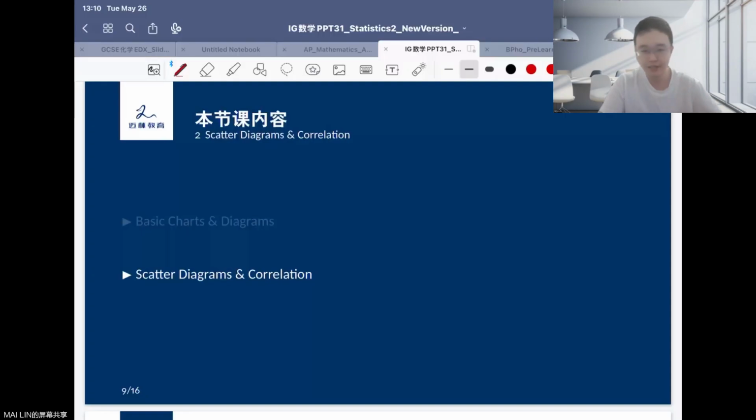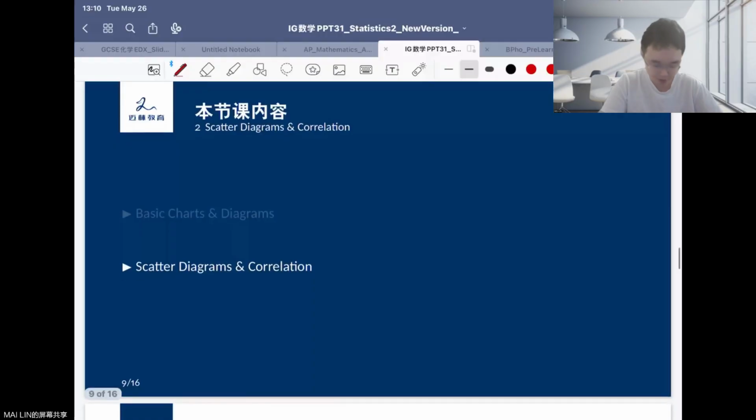Okay, hello guys. Today our lesson is about scattering diagrams and correlation. Let's move into the first part.